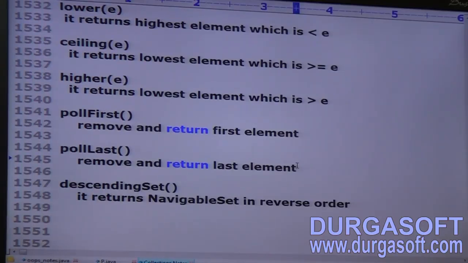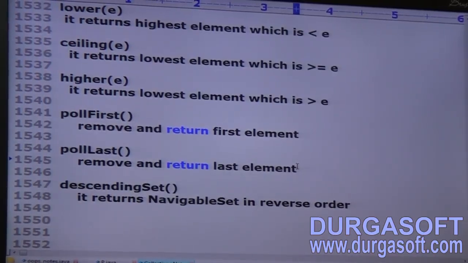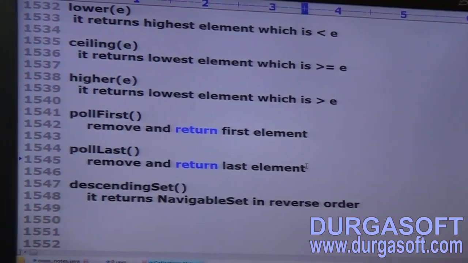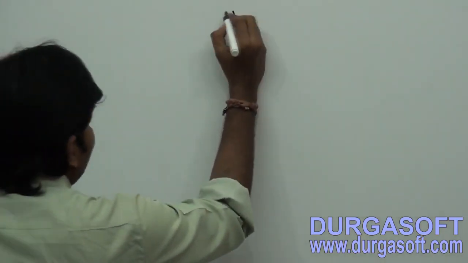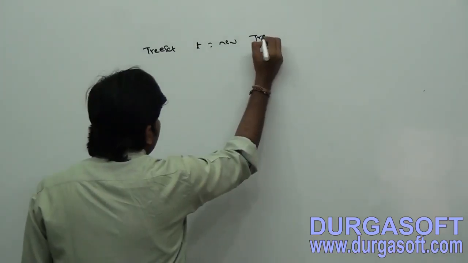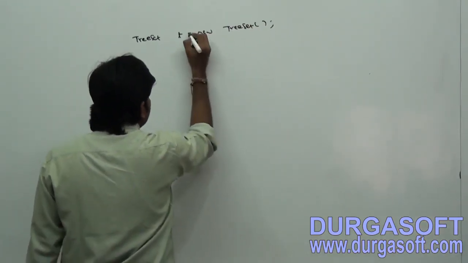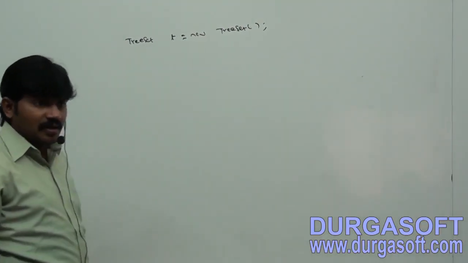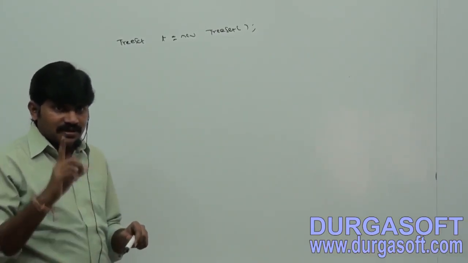Okay, that completes the methods. Let me explain them with an example so that you are clearly aware. If I take TreeSet T equal to new TreeSet, as we covered several times, the NavigableSet methods can be applied on the TreeSet object only, because the implementation class is TreeSet.